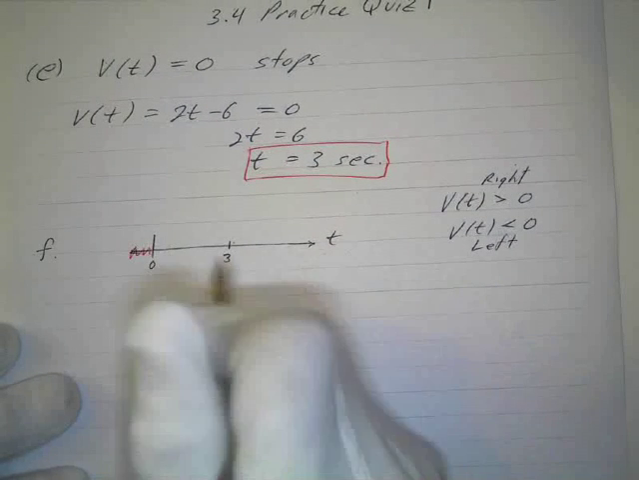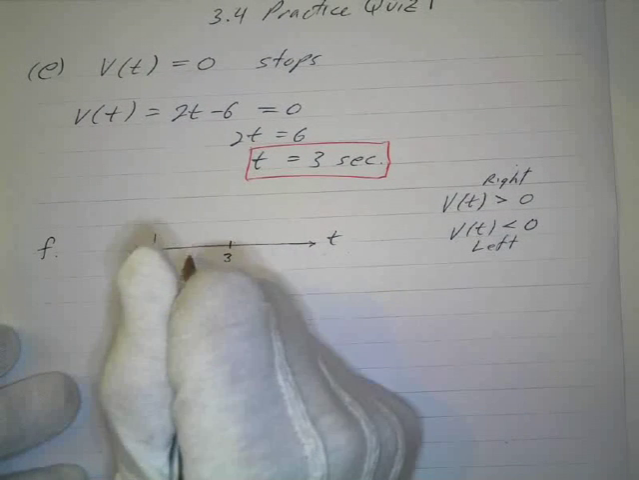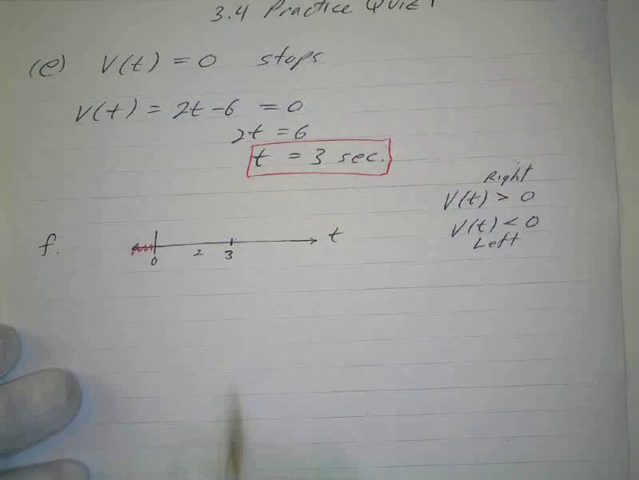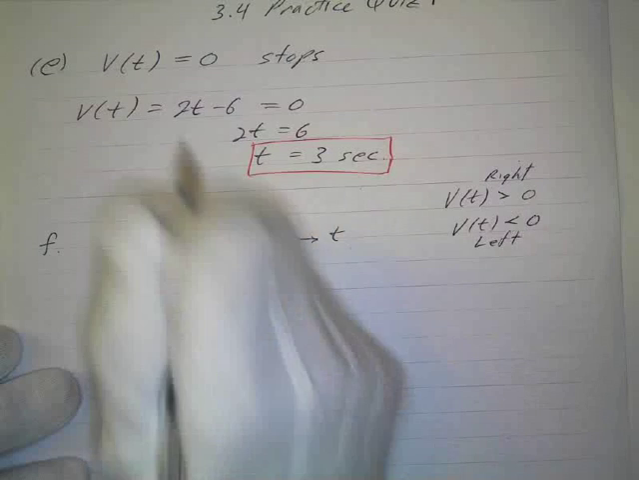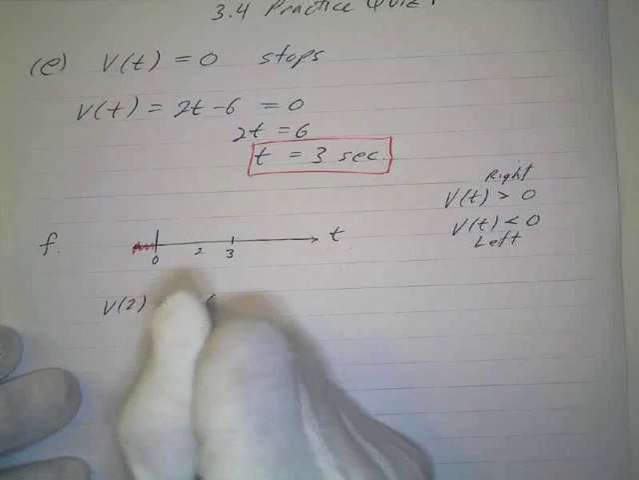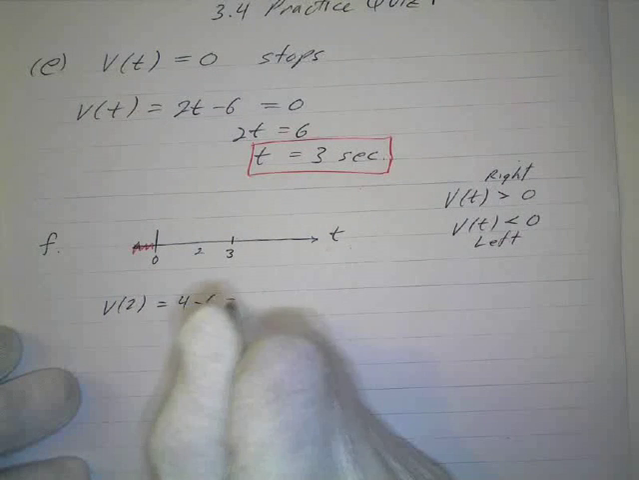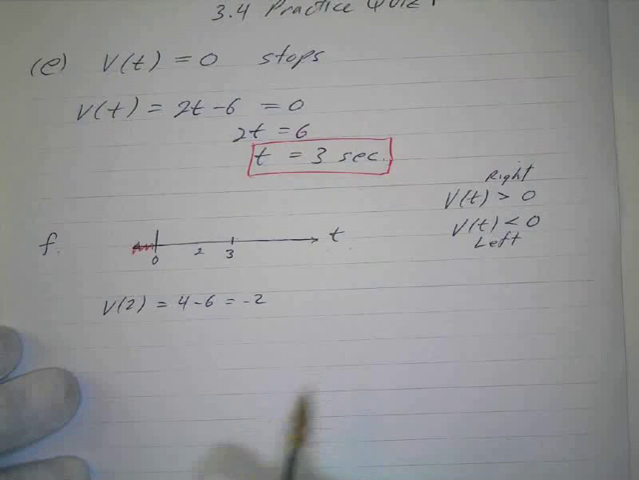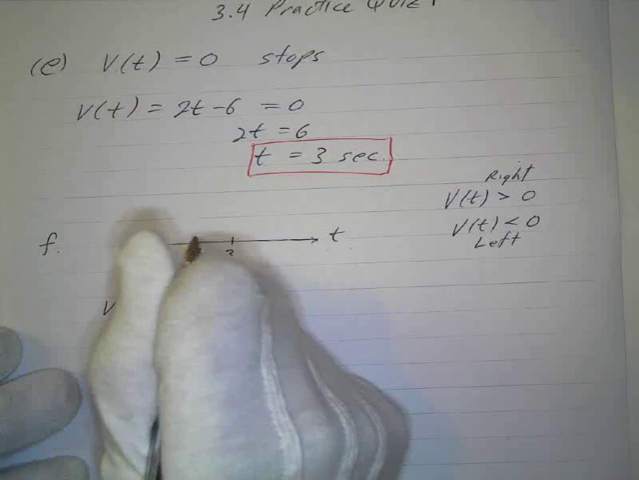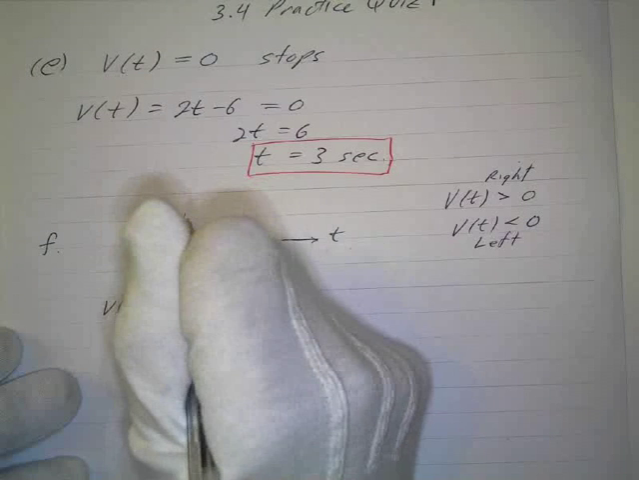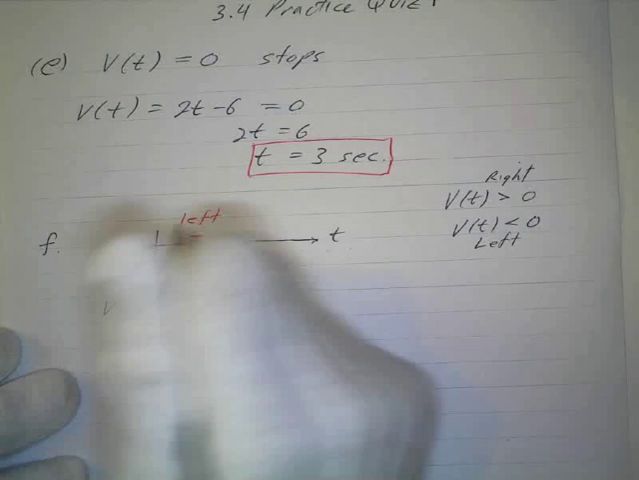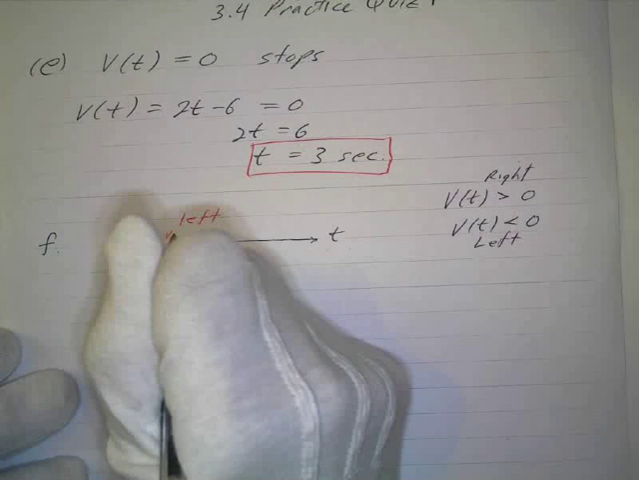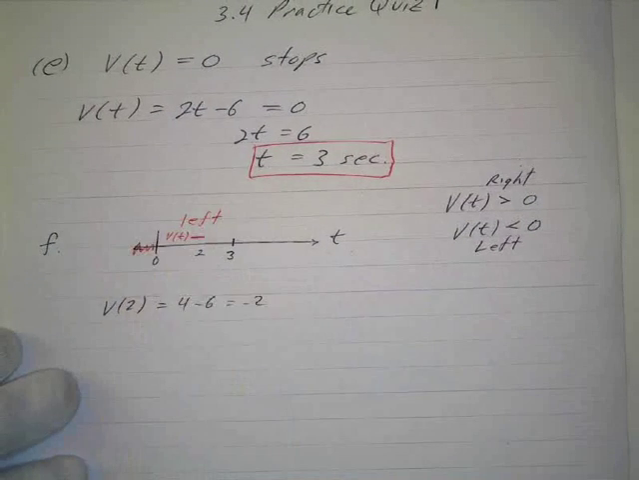So let's put a value in my velocity. Let's put 2 in here, at 2 seconds. What's v of 2? That's going to be 2 times 2, which is 4, minus 6, and that's going to be negative 2. So at 2, I'm negative, and that means I'm going to the left. My velocity is negative, so I'm going to the left.